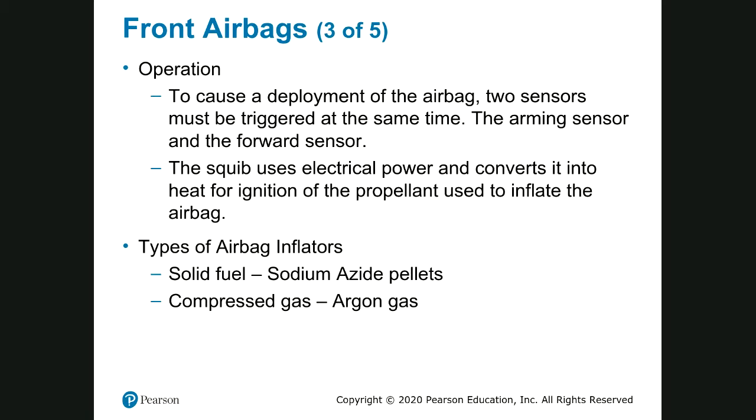Then we have compressed gas, and most of the time we're using argon. These are commonly used on passenger side airbags and roof mounted systems. Big, large airbags are seeing a lot more compressed gas. The compressed gas system uses a canister filled with argon gas, plus a small percentage of helium at 3,000 PSI. A small igniter or a burst disc releases the gas when it's energized.